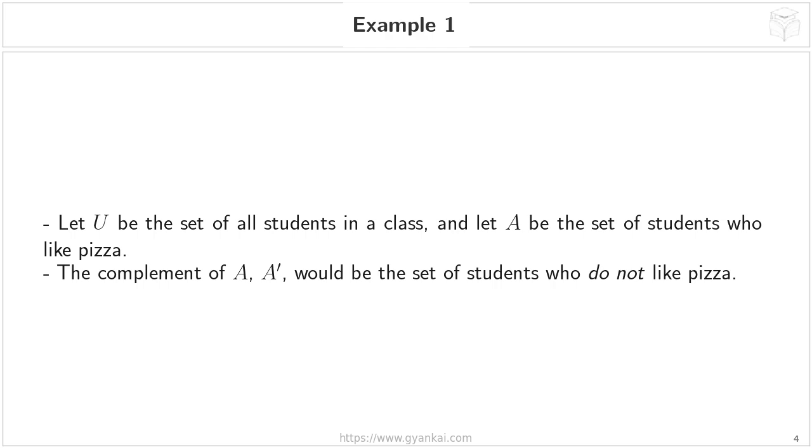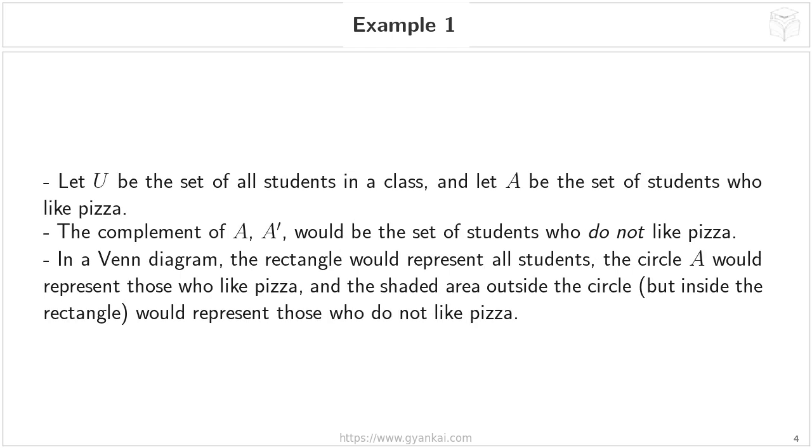Now, the next line is key. The complement of A, denoted as A prime, would be the set of students who do not like pizza. Remember from the previous slides, A prime, that's how we write the complement of A, represents everything not in set A, but still within our universal set, U. So, A prime would be all the students in the class who aren't fans of pizza.